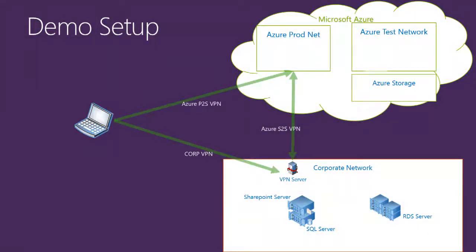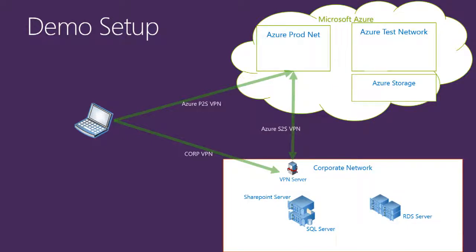So for the demo, here's the setup I have. I have a client running there, which is connected to the corporate network using a Corp VPN, connecting to the VPN server. I have a couple of servers, a SharePoint and a SQL, which is backed by a SQL server. And I have an RDS server split into an RDS front end, the broker, and then the back end, which is hosting all the applications, Office applications in this case.